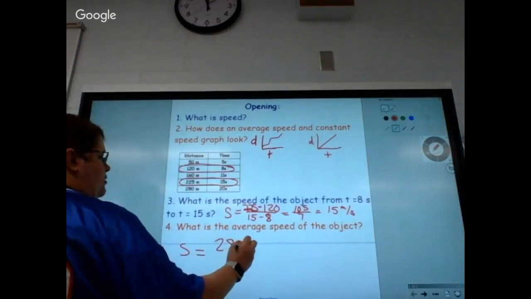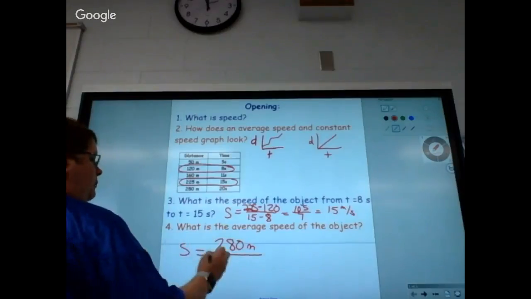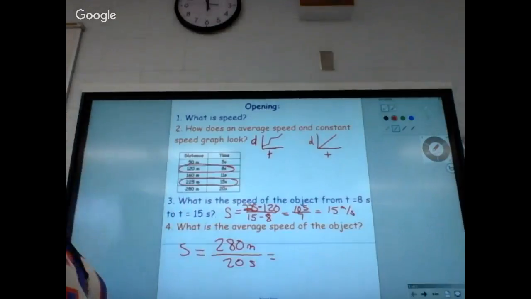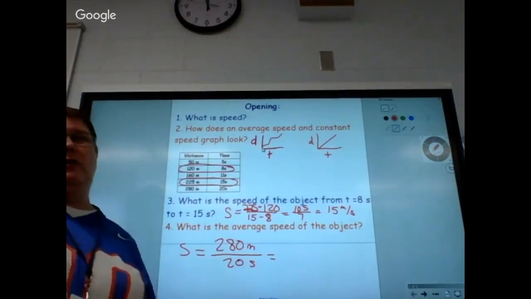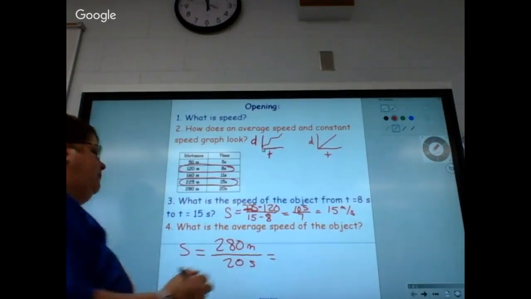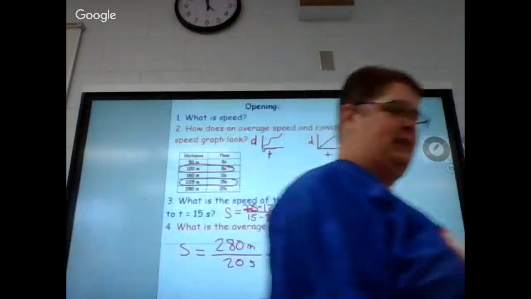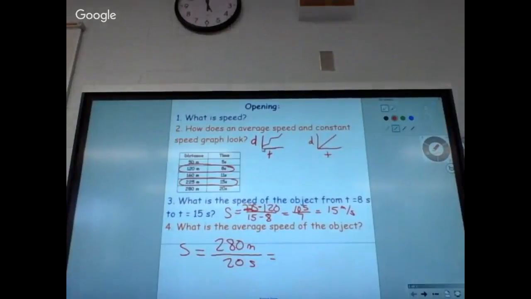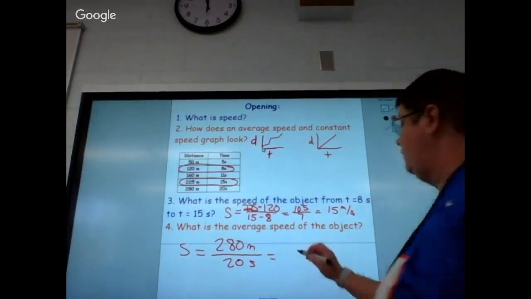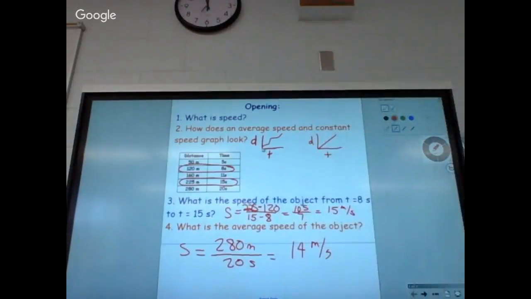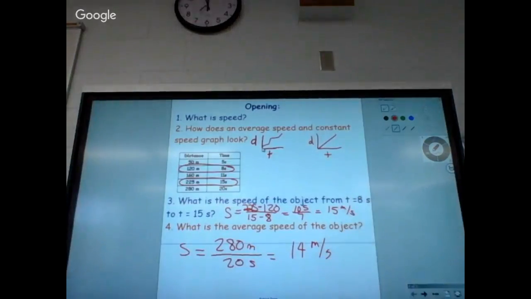280 meters. What's the total time he took to do it? 20 seconds. So on most of your papers, you had 12.4. There were a couple people who had 12.3. All right. And so you would divide over the 0.6 is the time y'all had yesterday. So 280 divide 20. So we get 14 meters per second. Now, if I asked you if this was constant speed or average speed, what would you tell me?